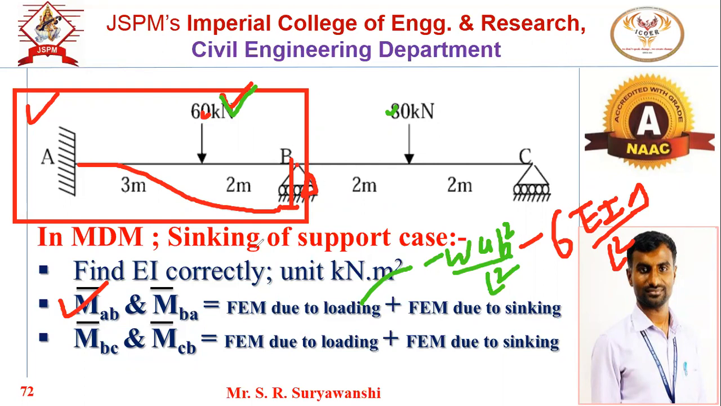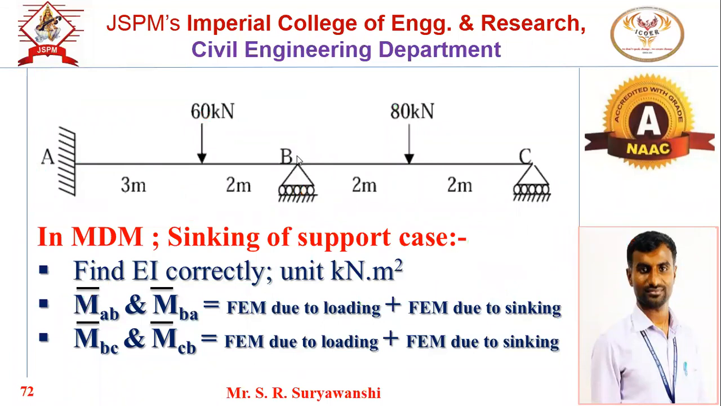Now to get the sinking of support, you have to see which end is having the sinking, either the left end or the right end. So this B is the right end. If the right end is having the settlement, then the additional fixed end moment developed will be anti-clockwise. That's why minus 6 EI delta by L square. Okay, so these are the values. Similarly, we have to find out M bar BC and M bar CB. So this is the only change in this type number 4, support settlement.